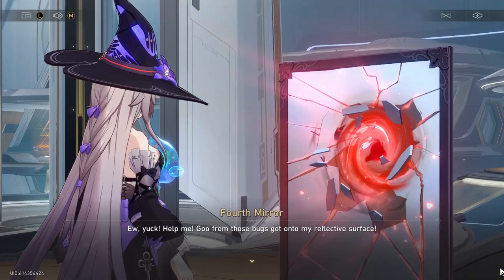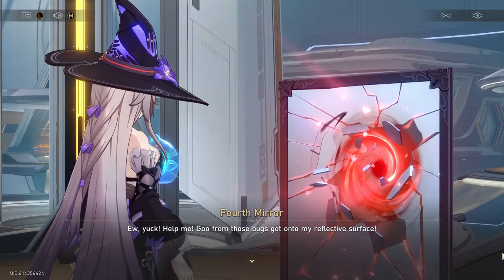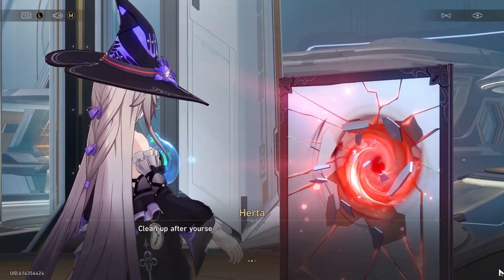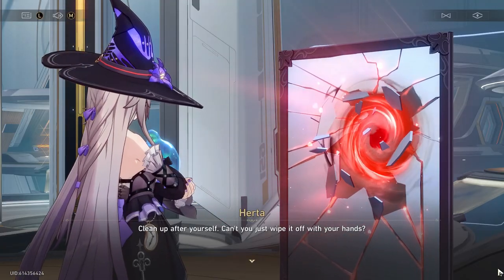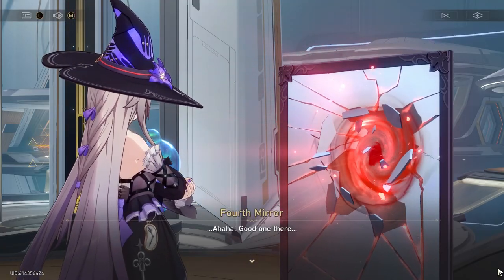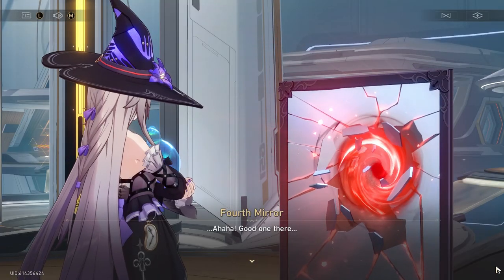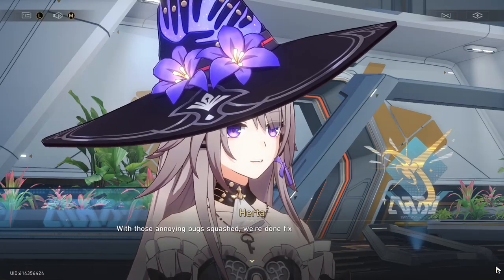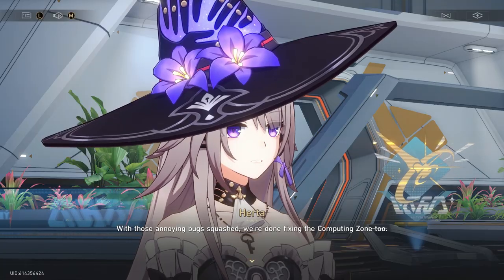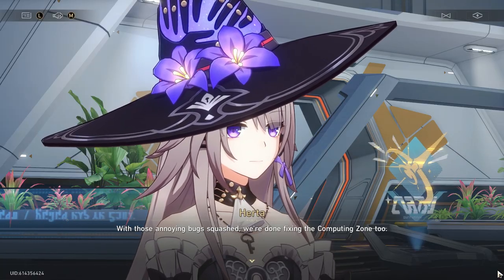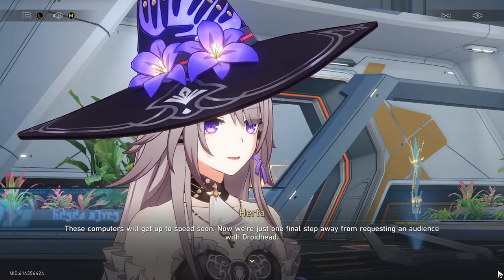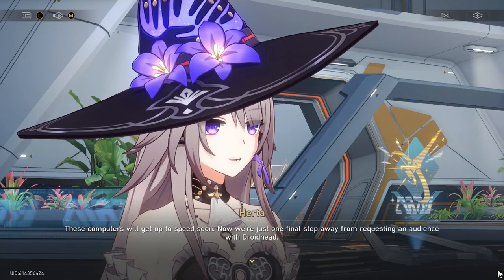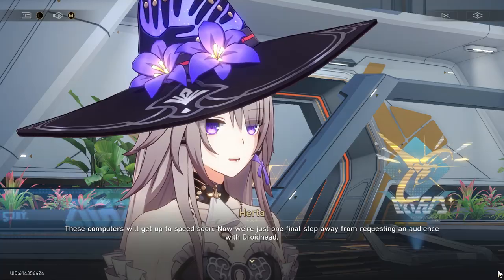Yuck! Help me! Goo from those bugs got onto my reflective surface! Clean up after yourself. Can't you just wipe it off with your hands? Ah! Good one there. With those annoying bugs squashed, we're done fixing the computing zone too. These computers will get up to speed soon. Now we're just one final step away from requesting an audience with Droidhead.